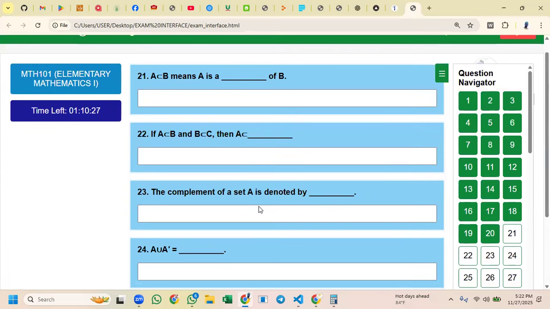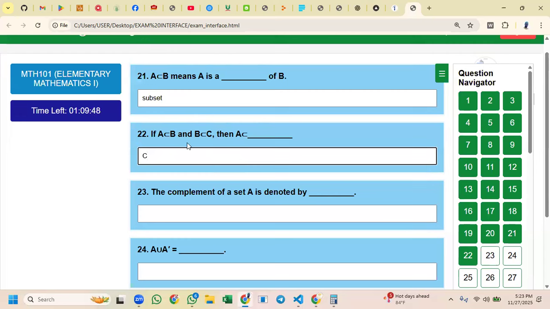We are moving. Now, A with this symbol B means A is a dash of B. I hope we know this symbol very well in sets. It means A is a subset of B. Now, if A is a subset of B and B is a subset of C, then A is a subset of dash. What is the answer? A should be a subset of C.